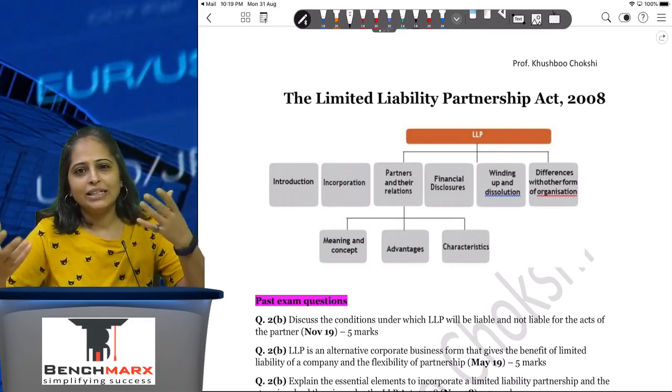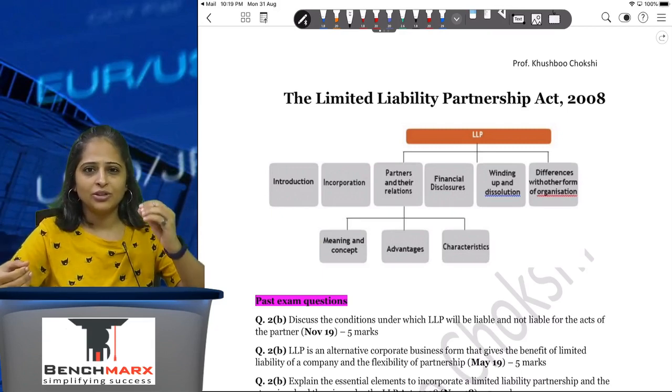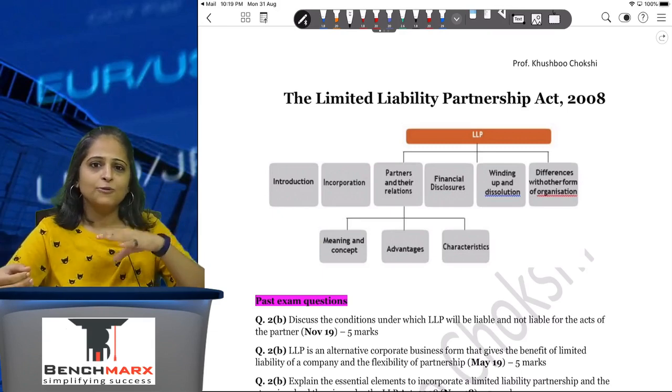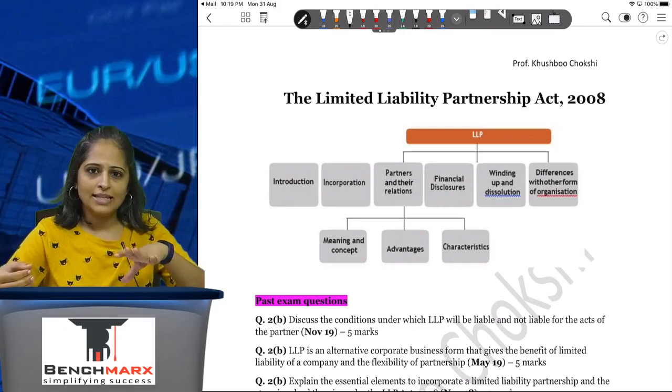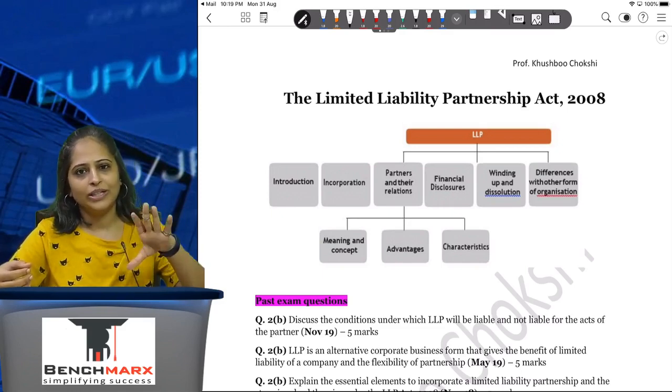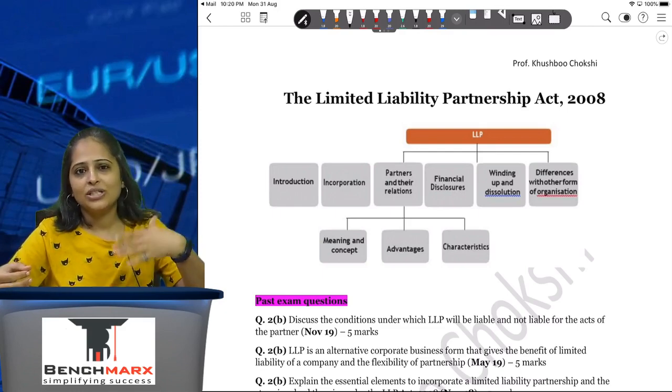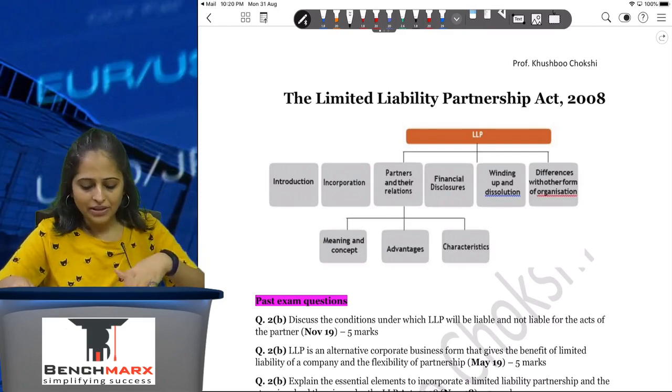So it's very easy to attempt question 2, and if you've done your LLP Act, which I assure you, if you've studied well, if you go through this video, and I'm attaching the summary notes along with the video, then even on the last day you will be able to attempt those 5 marks very easily. And the questions which are asked are very repetitive.